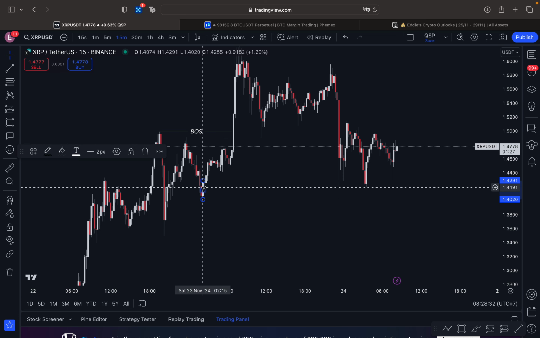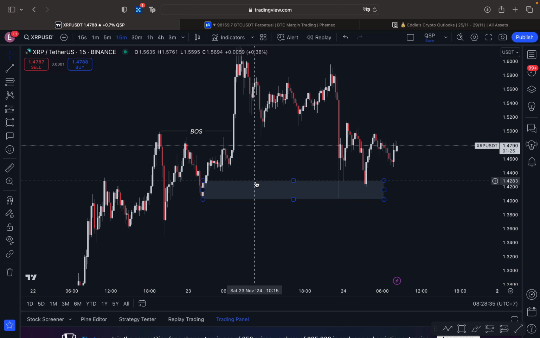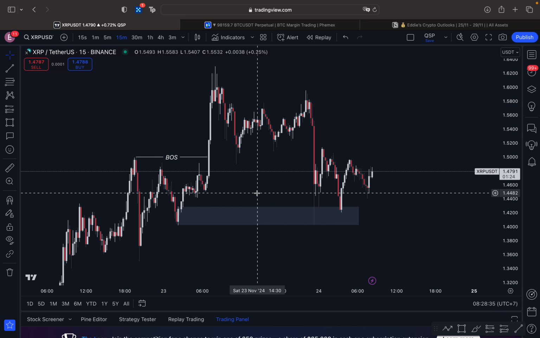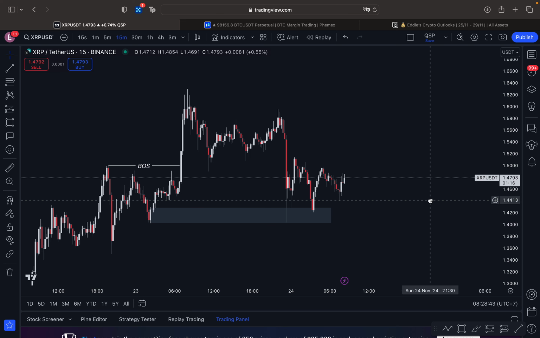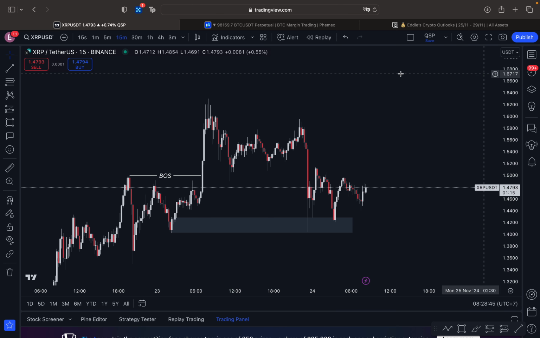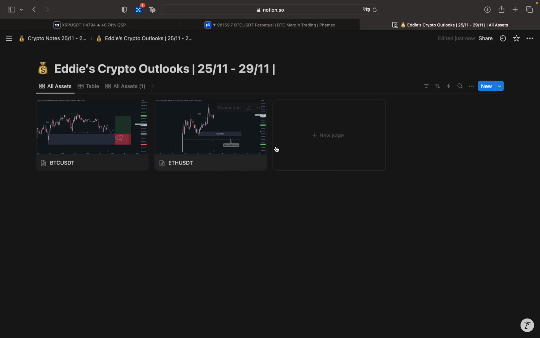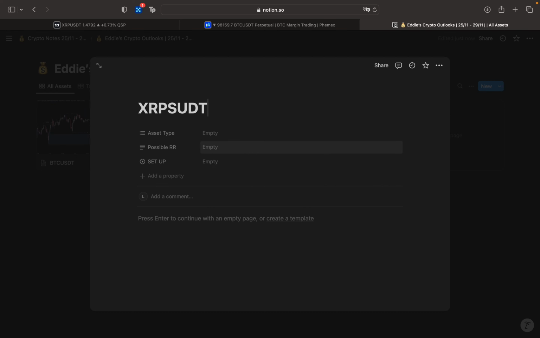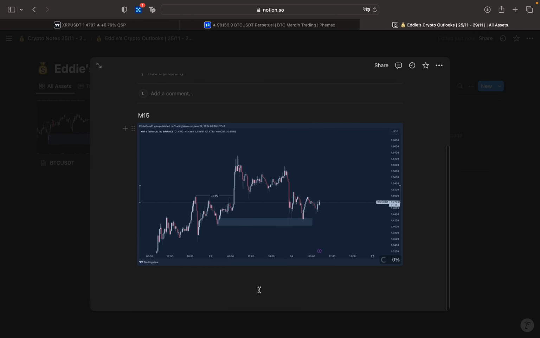So what has happened? It did react off this breaker structure, then demand zone, and now it's rejecting. We could look for longs. Drop down to M5. Okay, I'll mark this out. So this is the M15. We could take a trade today on XRP, but we still need to wait for confirmations. That's what the M15 is looking at.